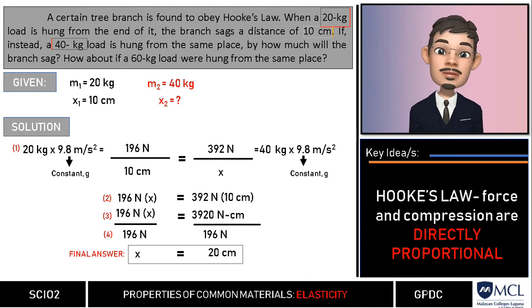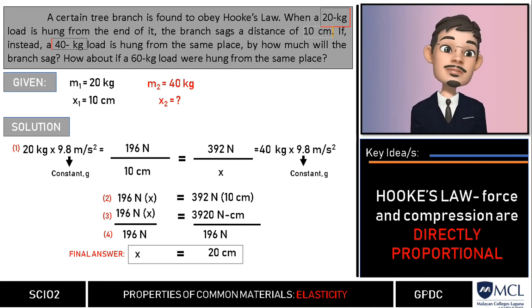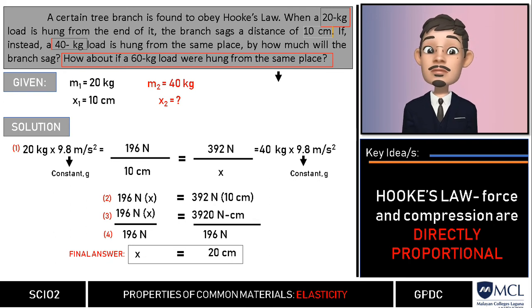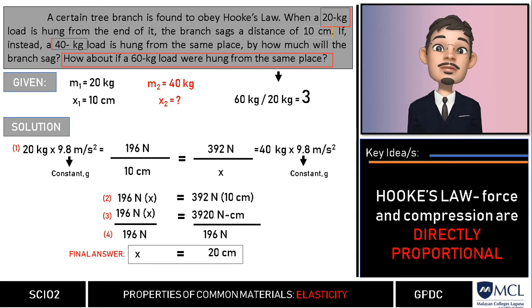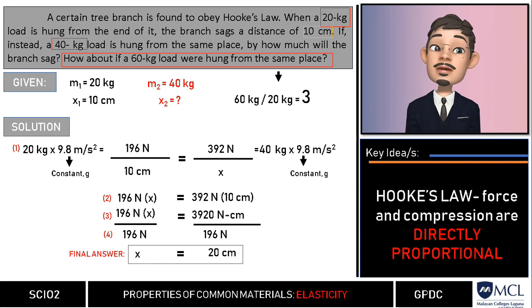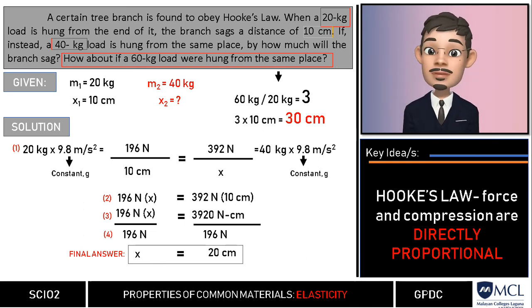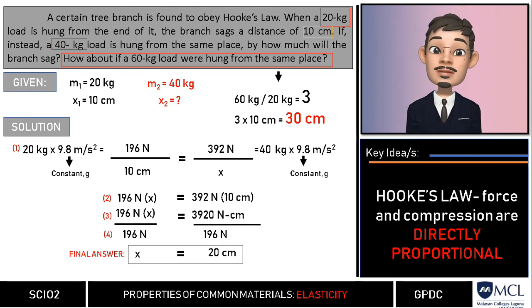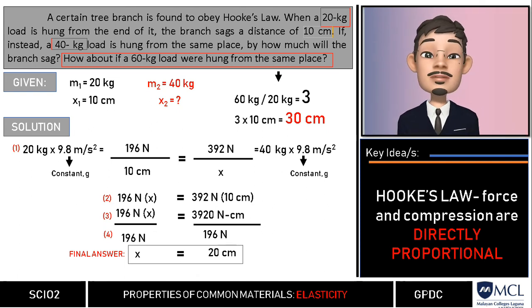The second question: how about if a 60-kilogram load was hung from the same place? Using the same method, since the mass exerts thrice as much force, then according to Hooke's law, we will have thrice as much compression. So 10 centimeters multiplied by 3 is 30 centimeters. Okay, it's very easy, right?